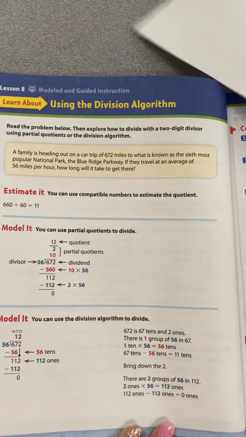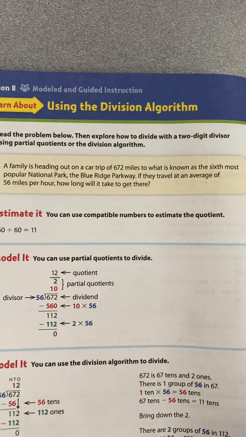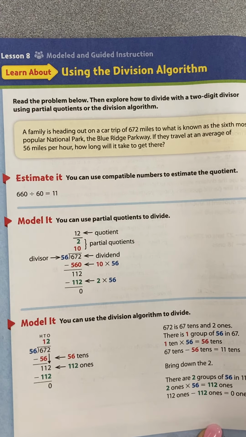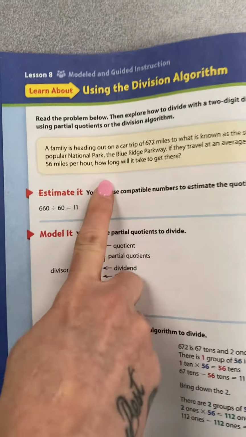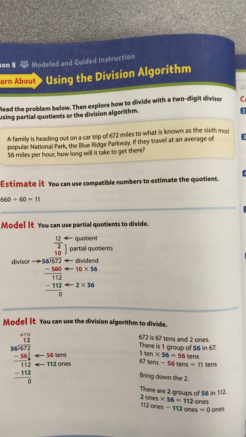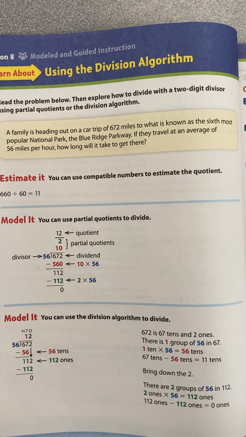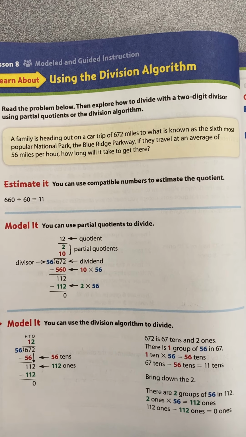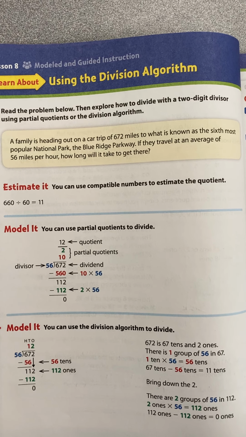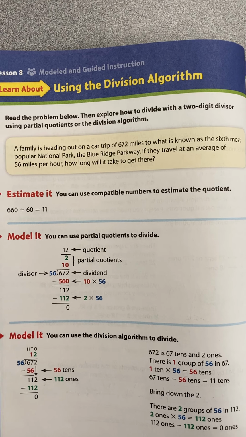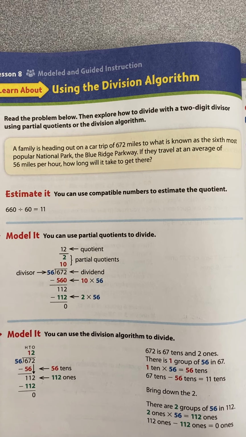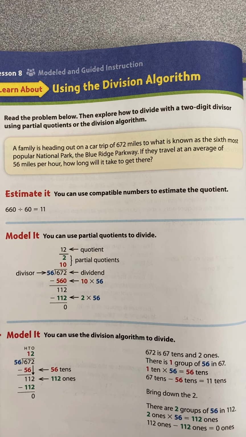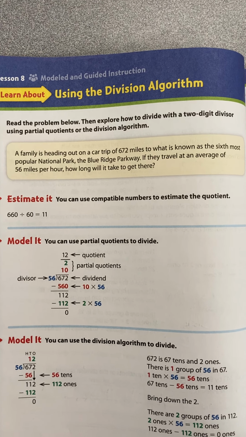Switch. This one, you're using the division algorithm. Okay, read the problem. A family is heading out on a car trip of 672 miles to what is known as the 6th most popular national park, the Blue Ridge Parkway. If they traveled an average of 56 miles per hour, how long does it take to get there?